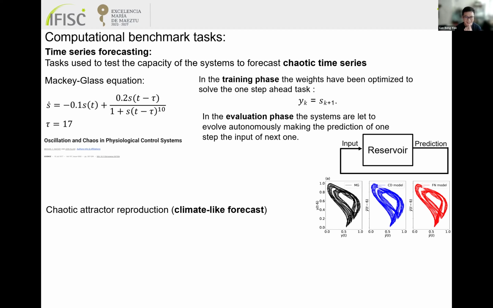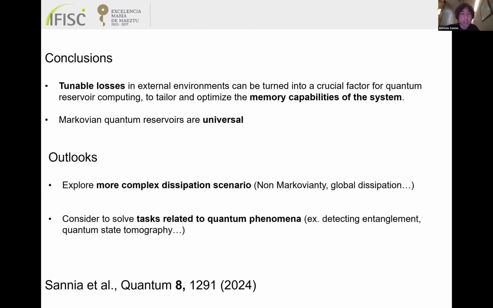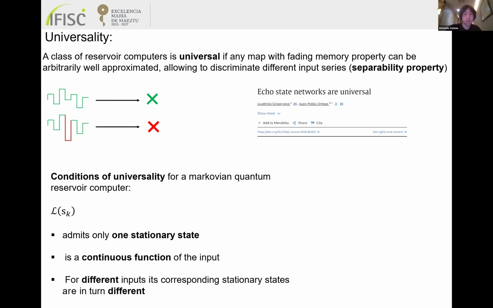Actually, I will underline a bit more this point about the echo state property.